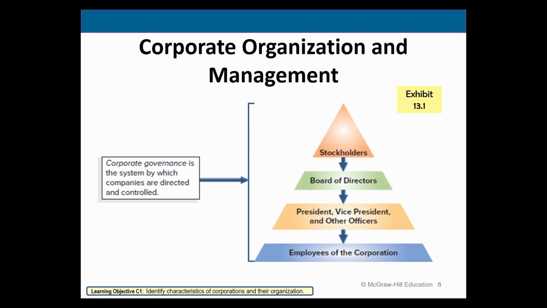Ultimate control of a corporation rests with the stockholders who elect the board of directors. So that's one of the things. If you own stock, you'll get things in the mail, or they'll contact you to vote by proxy for various things. One of them would be to vote the directors for the corporation.